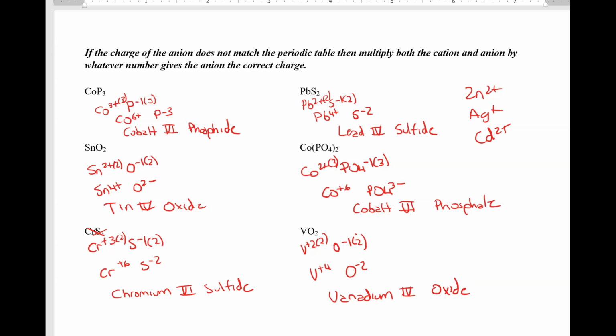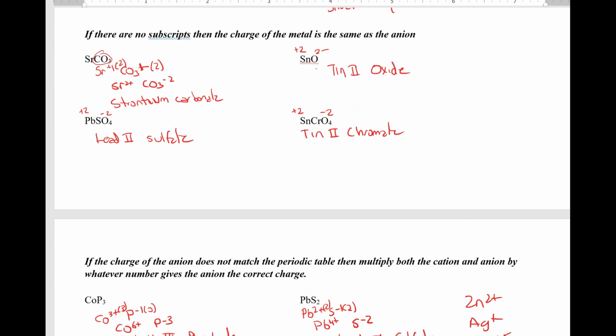Unless, of course, you get some cool ones like the ones we just did a second ago, where there are no subscripts and you could do the ultimate shortcut. But those are pretty much your only options to get these formulas correct. And that's how you do formula writing.